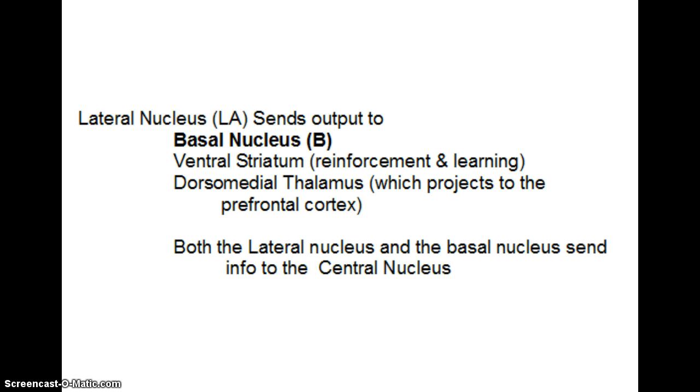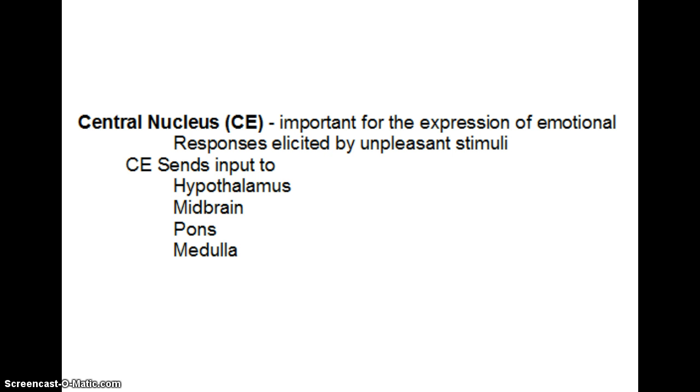Both the lateral nucleus and the basal nucleus send information to the central nucleus of the amygdala. The central nucleus is important for the expression of emotional responses that are elicited or caused by unpleasant stimuli. The central nucleus, or the CE for short, sends its input to the hypothalamus, midbrain, pons, and the medulla.